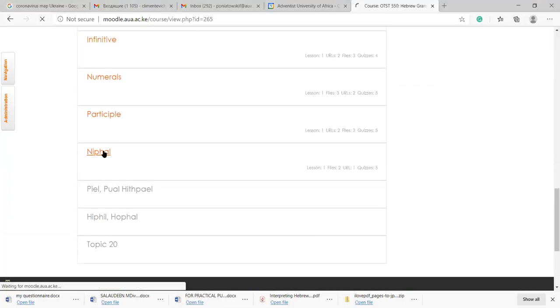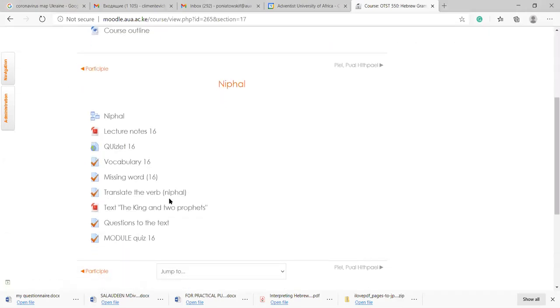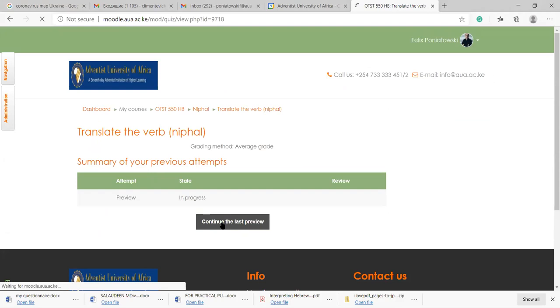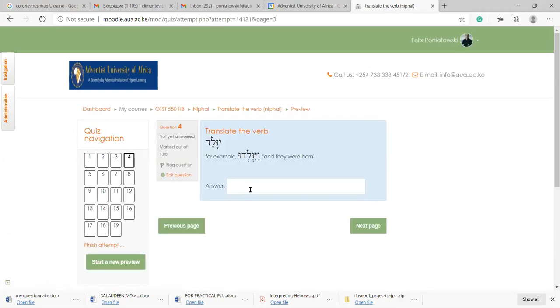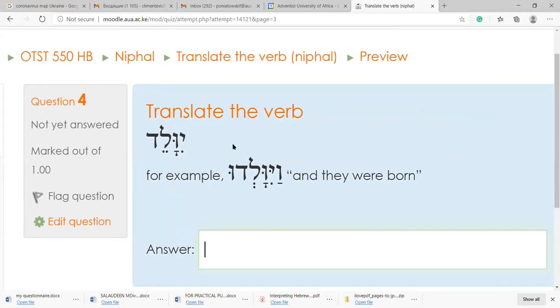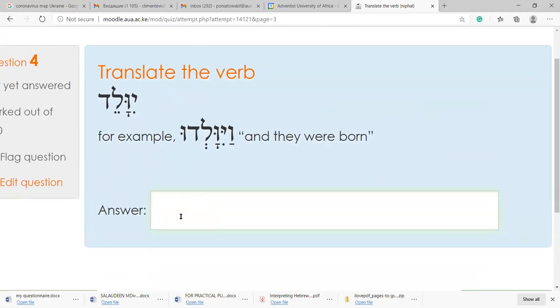Okay, so one more thing I would like to do right now, and this is the final one for today, is let's try to translate some of the verbs. Let's practice it from the exercise. Okay, so let me make it bigger for you. So the word is Nivlad. All the verbs in the exercise are in Niphal stem.